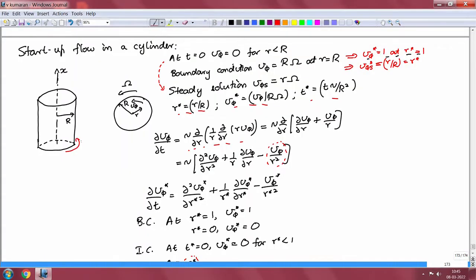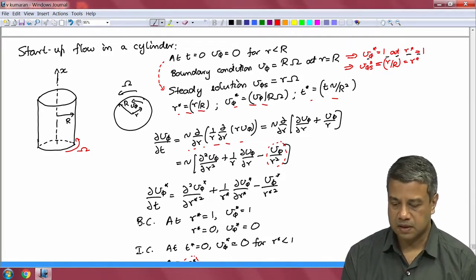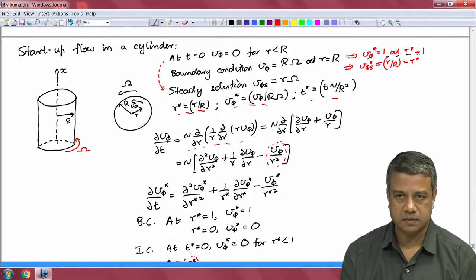In the last lecture, we were solving transport problems in curvilinear coordinate systems, specifically in a cylindrical coordinate system. We were solving the problem of a startup flow in a cylinder. So, you have a cylinder with some fluid in it, initially at rest, and at time t equal to 0, you rotate this cylinder with an angular velocity omega. What we need to find out is how the velocity of the fluid in the cylinder changes with time.